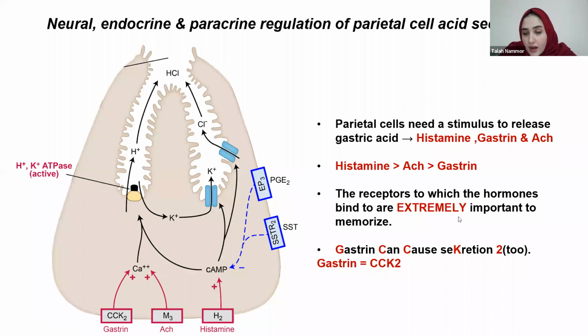And as you can see here, I mentioned this for you. Histamine is the strongest, followed by acetylcholine, followed by gastrin. So if gastrin is there alone, it's not going to cause gastric acid secretion as much as if histamine is there, okay? Is this point clear? Yeah, perfect. So now we're going to talk about the receptors. So we have histamine.